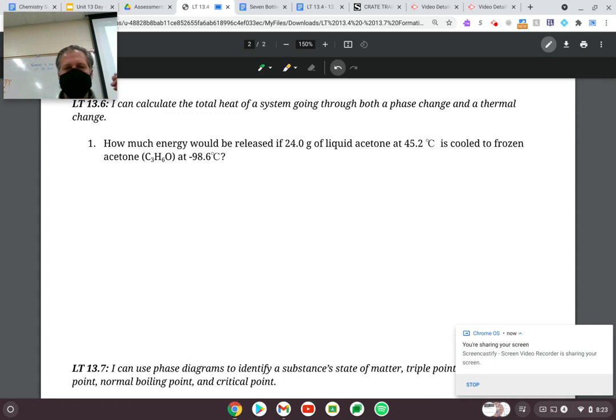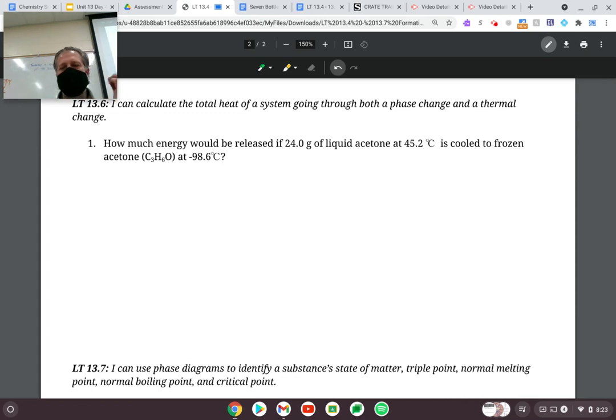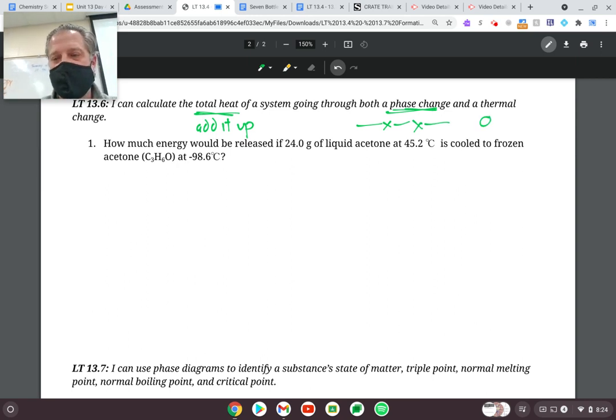13.6, it says I can calculate the total heat of a system going through both a phase change and a thermal change. So the fact that it says it's the total heat here means that I have to add something up. And it tells me I'm going to do a phase change, which we know is going to be a stoichiometry calculation, and a thermal change, which is going to be Q is equal to mass times Cp times delta T.